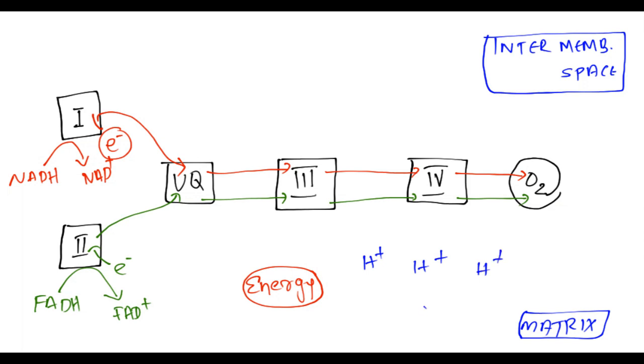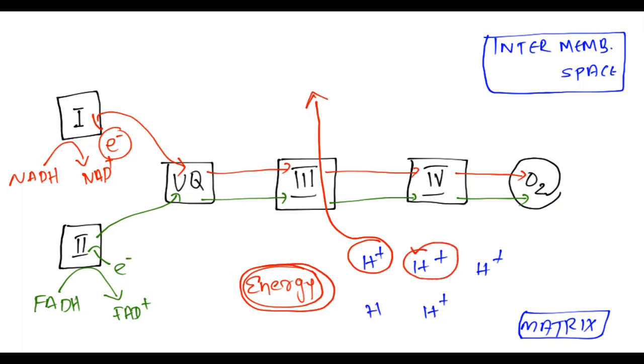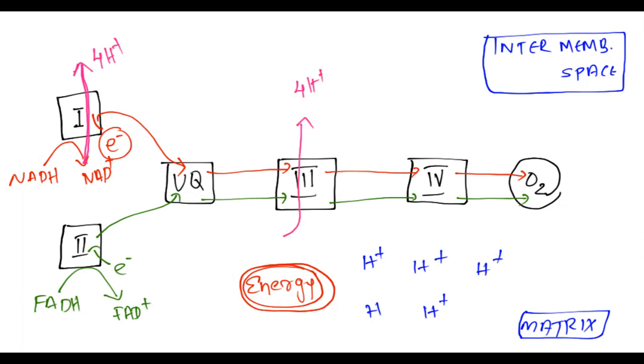And there will be a lot of H plus ions coming from the oxidation of FADH2 and NADH, and the energy released by the electron transport is used to pump this H plus into the intermembrane space. This energy released from the electrons will be used to pump these hydrogen ions into the intermembrane space. So we shall see how it occurs. There is a certain number of hydrogen ions: complex 1 will be pumping 4 hydrogen ions into the intermembrane space, complex 3 will be pumping 4 hydrogen ions, and complex 4 will be pumping 2 hydrogen ions.